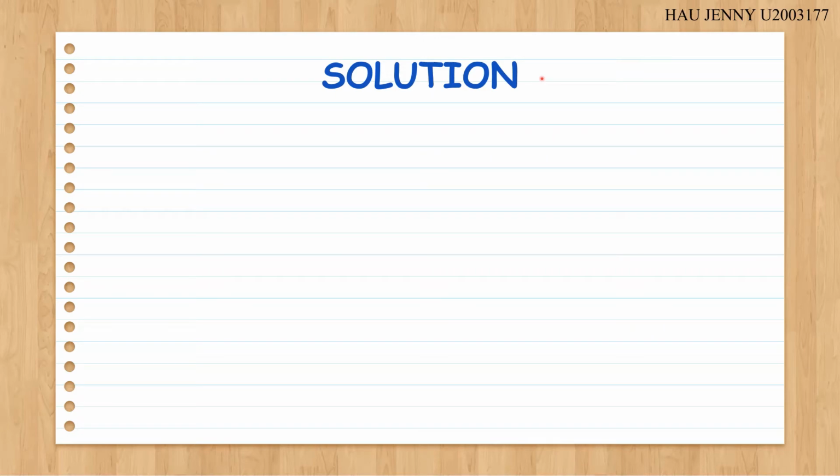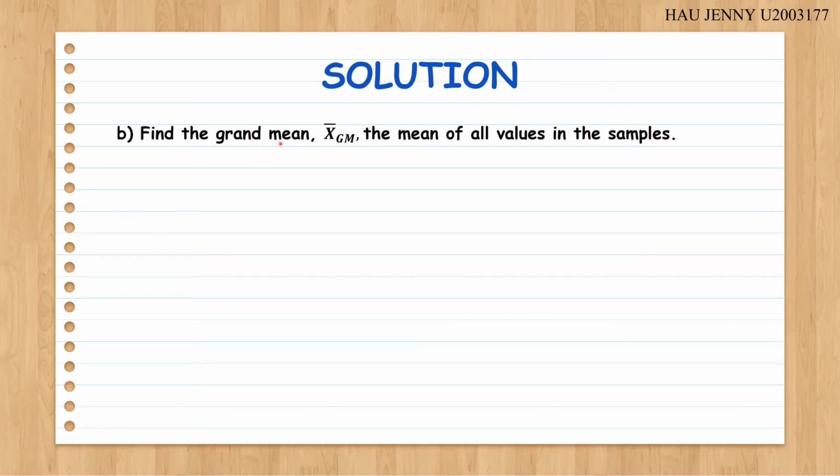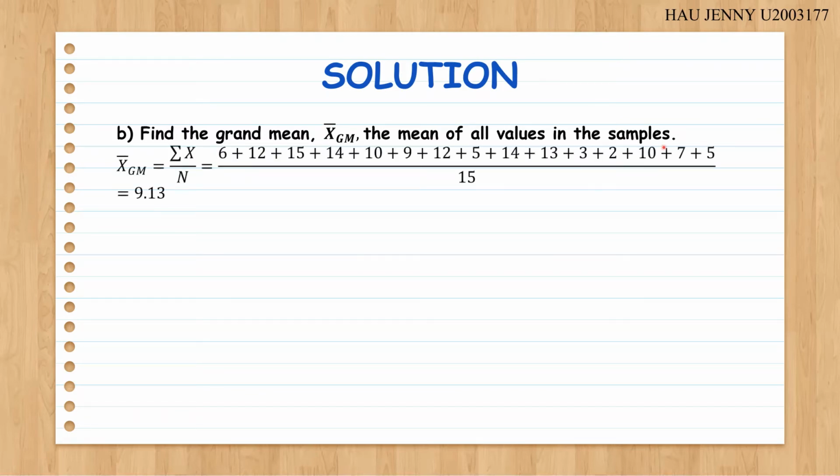After calculating mean and variance, we need to find the grand mean, or x bar sub GM, the mean of all values in the samples. The formula of grand mean is sum of x divided by n equals 6 plus 12 plus 15 plus 14 plus 10 plus 9 plus 12 plus 5 plus 14 plus 13 plus 3 plus 2 plus 10 plus 7 plus 5, divided by 15 equals 9.13.